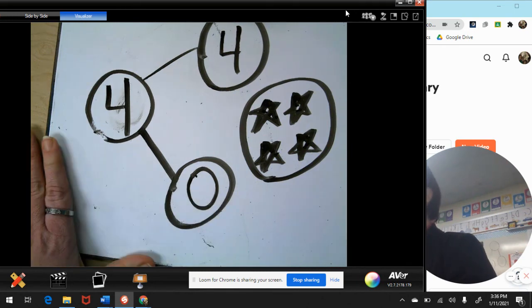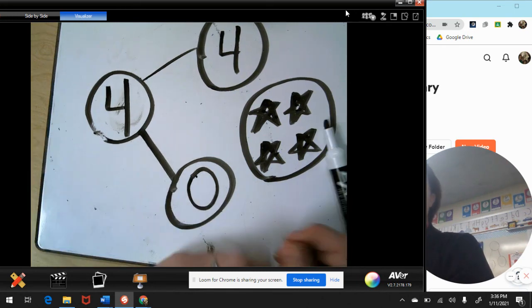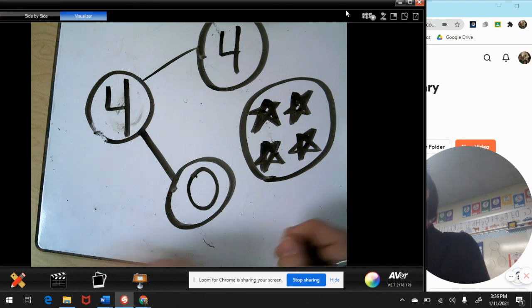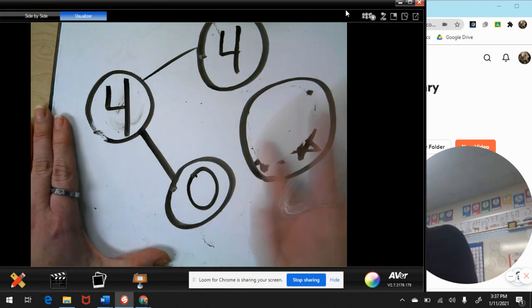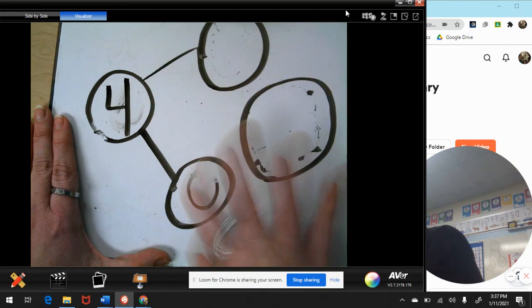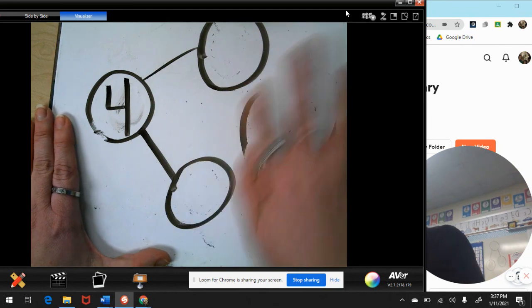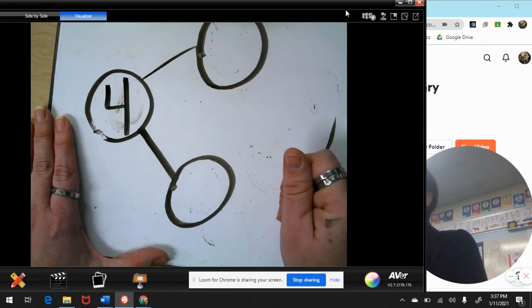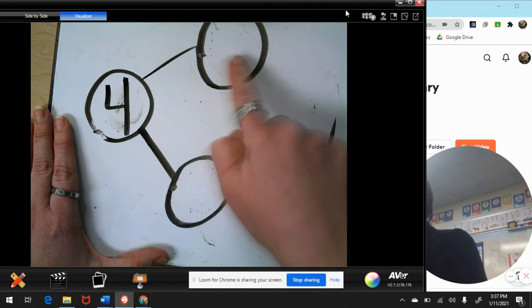Today, you're going to be working on telling stories with your number bonds. So your number bond might look like this. Your job is to create a fun story to tell me about your number bond.